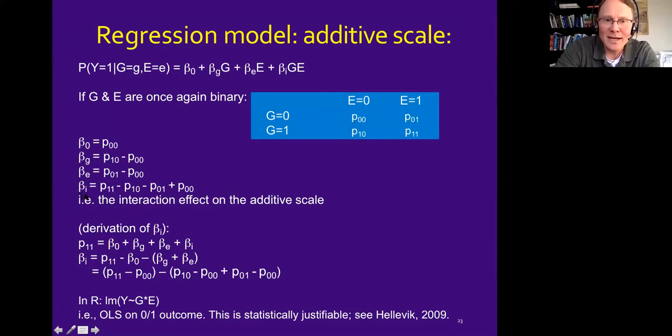And beta interaction is the interaction effect on the additive scale. So it's P11 plus P00 minus these two P's, P10 and P01. And I show the derivation of how to get that down there.